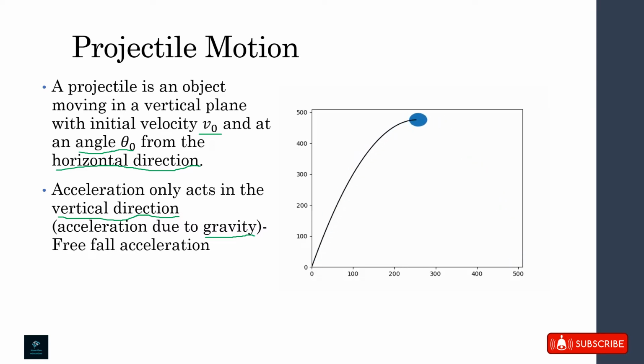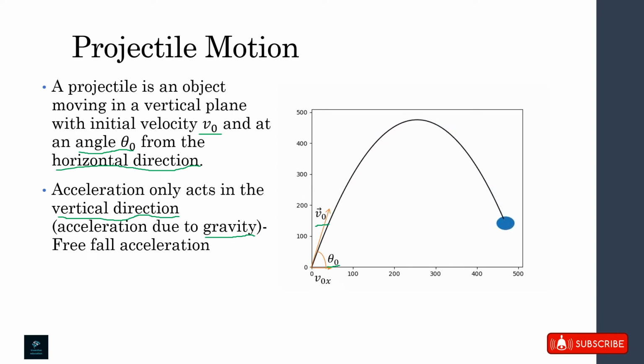The movement of the projectile is similar to what is shown in this figure. The projectile is launched at an angle relative to the horizontal direction. The projectile moves upward and then it falls down. During this movement, it travels a horizontal distance also. The projectile is launched at an initial velocity v0 and at an angle theta 0 from the horizontal direction.